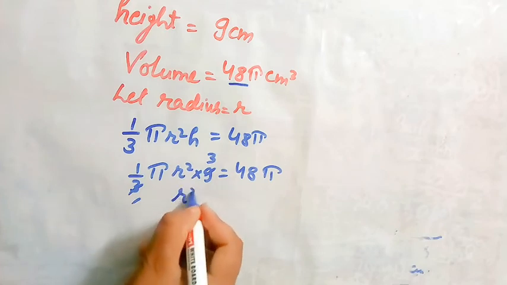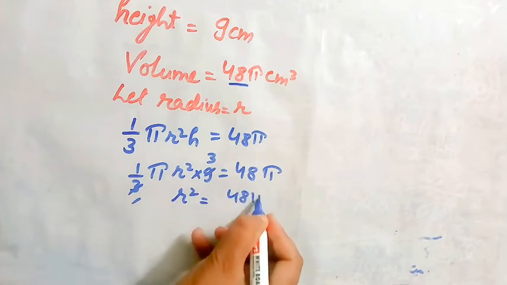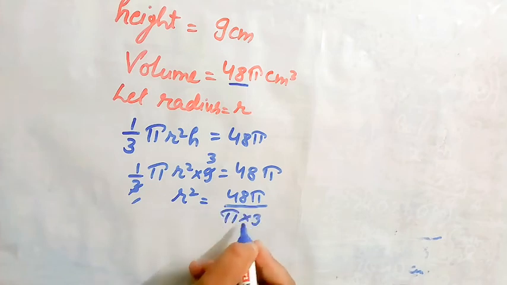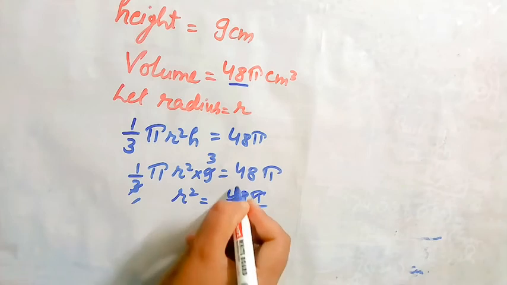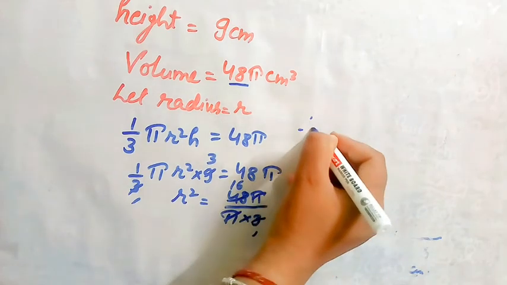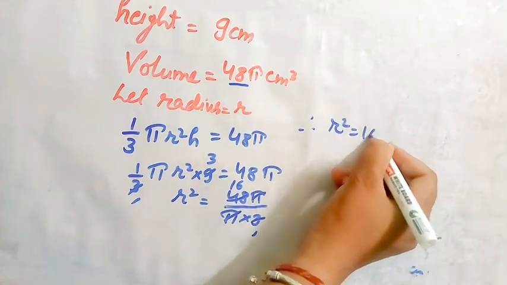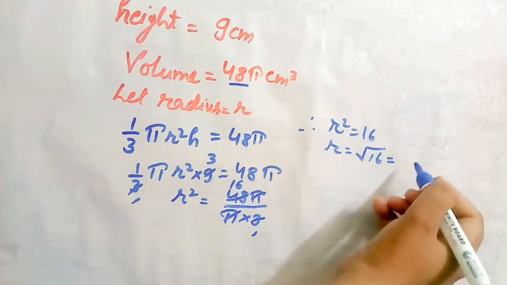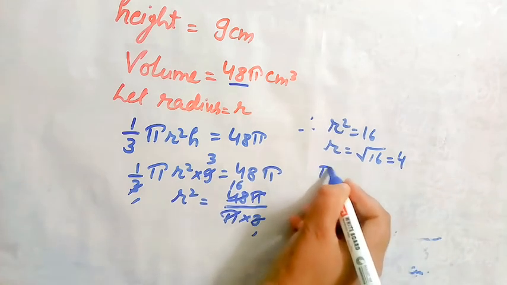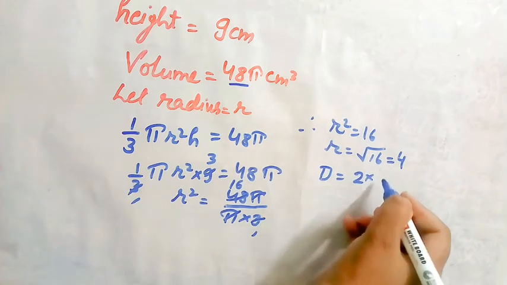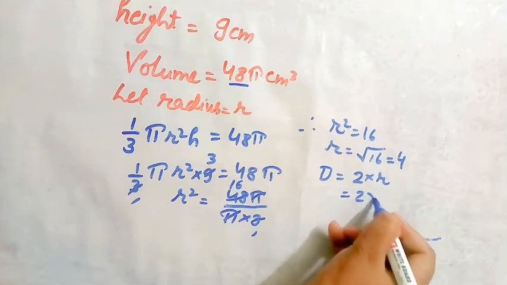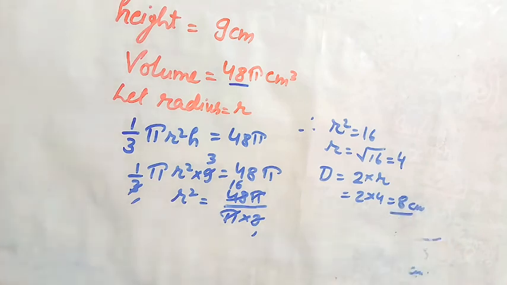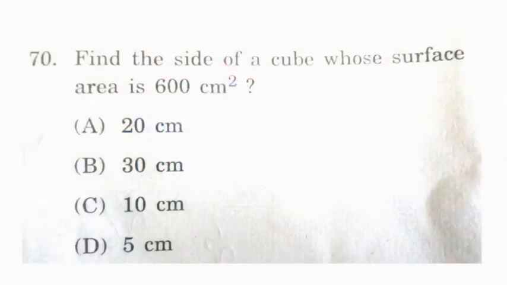3 3s are 9. Take 3 and pi to the right side. R square will be equals to 48 pi upon pi into 3. So pi is cancelled. 3 1s are 3, 3 16s are 48 and r square is equal to 16. From here r will be square root of 16 which is 4 and diameter will be double of radius, that is 2 multiplied by 4 which is equal to 8 centimeter, is your answer.